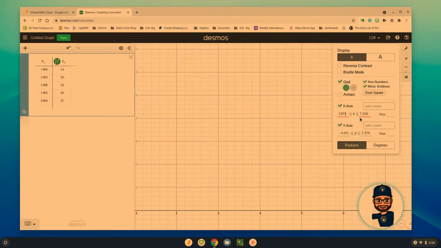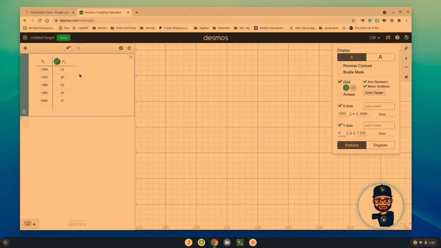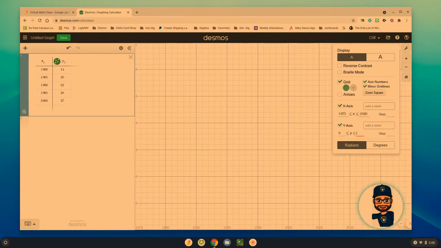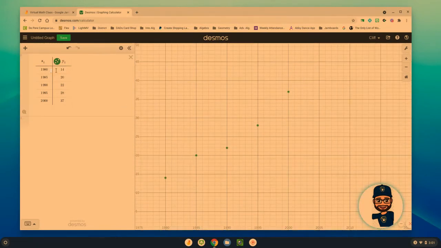1975, and then I'm going to go all the way up to 2020. Oops, it won't let me delete. There we go. Up to 2020. And you'll see it change my axis down here. And then my Y values, again, our smallest one in our table is 14. So we'll start at 0. And then we'll go all the way up. The highest one is 37. So we'll just go up to like 50. And there you can now see those points plotted.